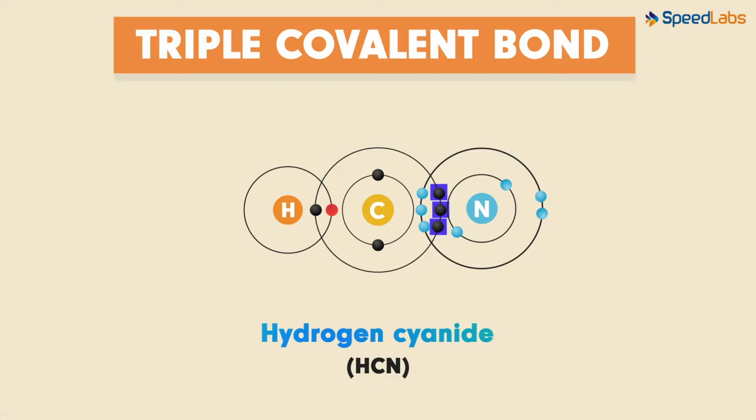But we know that sharing involves electrons from both the atoms. That is the reason why even nitrogen contributes 3 electrons for participating in the bond formation. Remember, a covalent bond always requires sharing of electrons. So that is how 6 electrons are shared between these 2 atoms. Thus, 3 pairs of electrons give rise to a triple covalent bond between the carbon and nitrogen atoms.